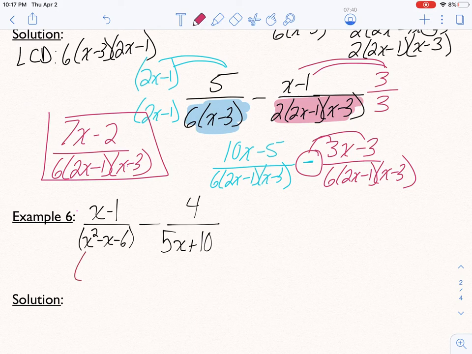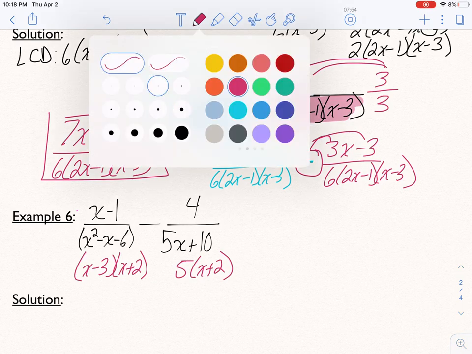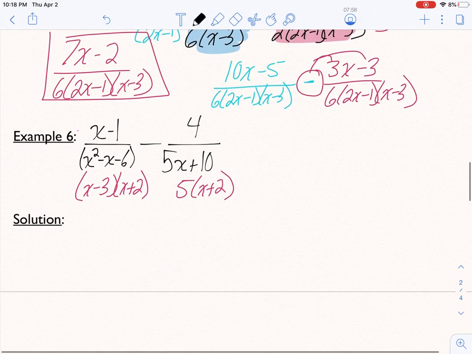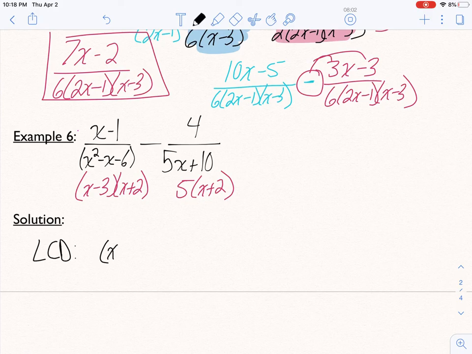Alright, so first thing I need to do, because I have plus and minuses in my denominators, is to factor my denominators. So then, once I have it factored, I gotta find my LCD. So I've got an LCD of x minus 3, x plus 2, and I have a 5.